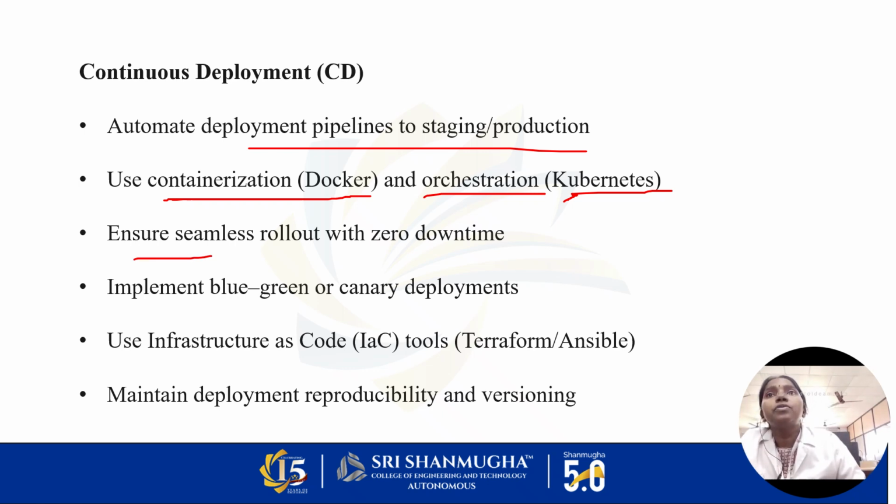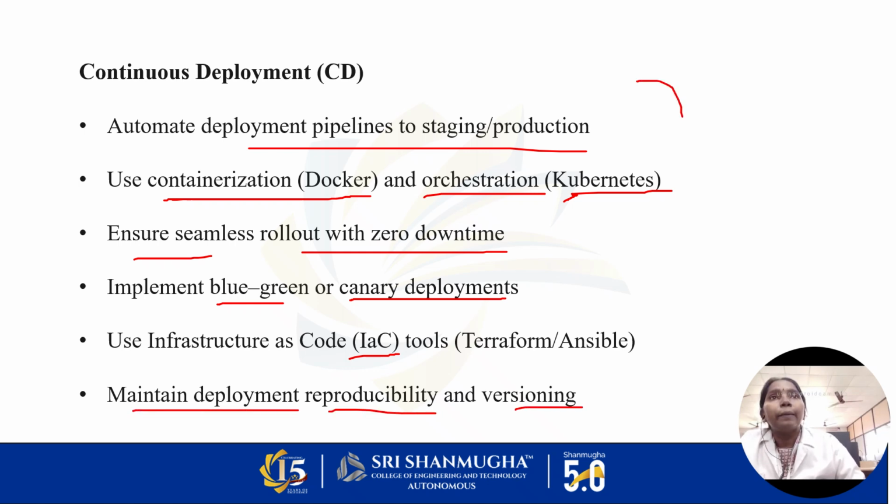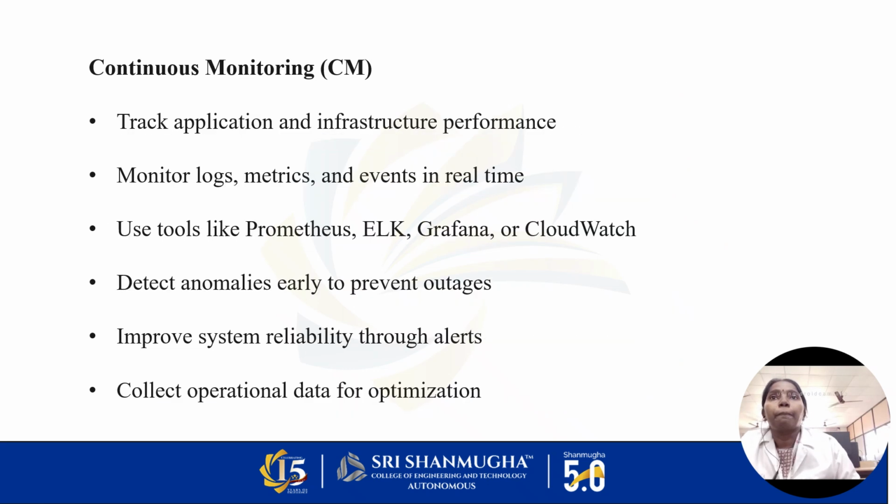Ensure seamless rollout with zero downtime and implement blue-green or canary deployments. Use IaC as well. IaC is nothing but infrastructure as code. And finally, maintain deployment reproducibility and versioning. So continuous deployment is mainly done this way: maintain deployment, reproducibility, and versioning.